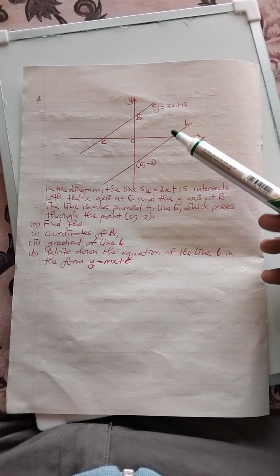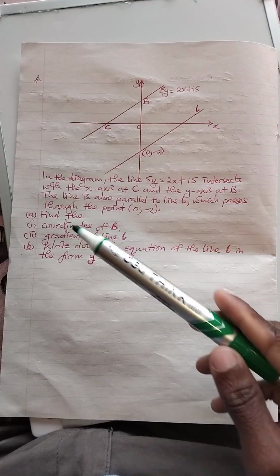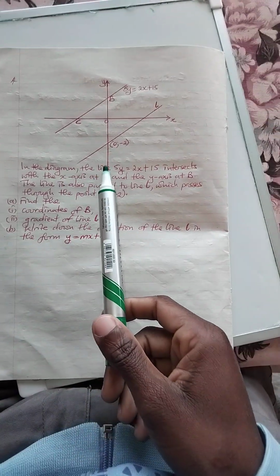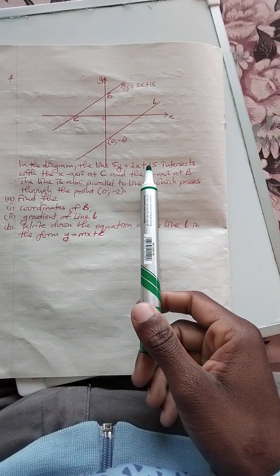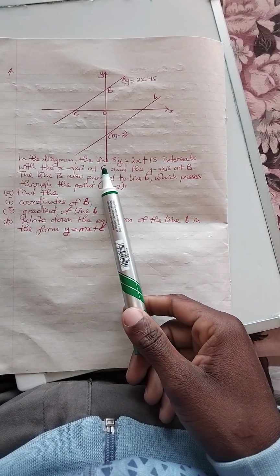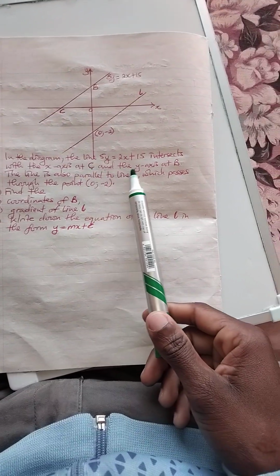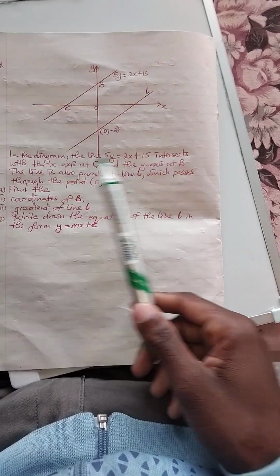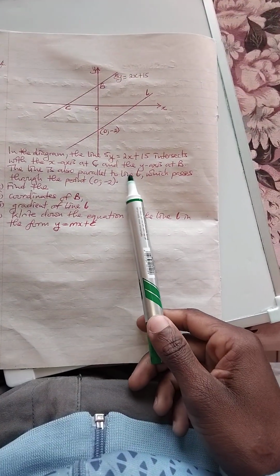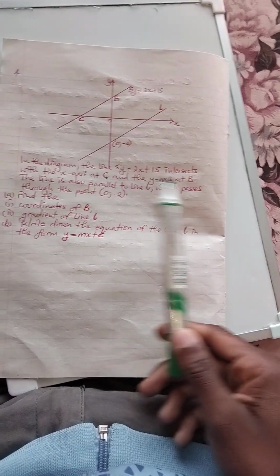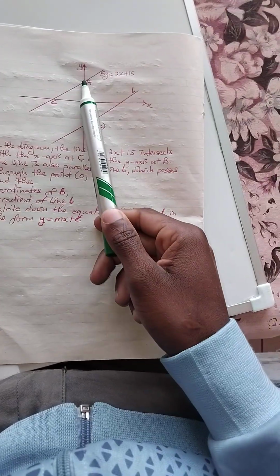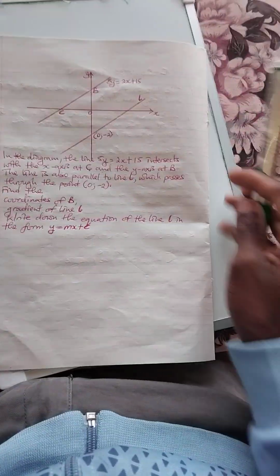In the diagram, the line 5y is equal to 2x plus 15 intersects with the x-axis at C and the y-axis at B. The line is also parallel to the line L, which passes through the point G. Find the coordinates of B. How to find the coordinates of B?